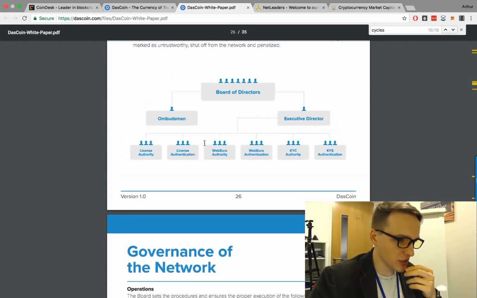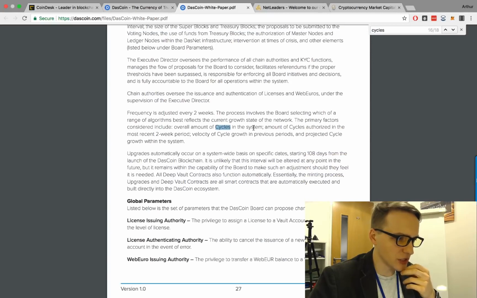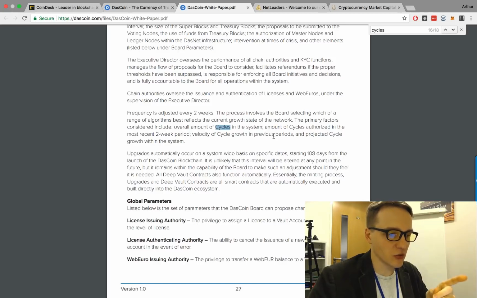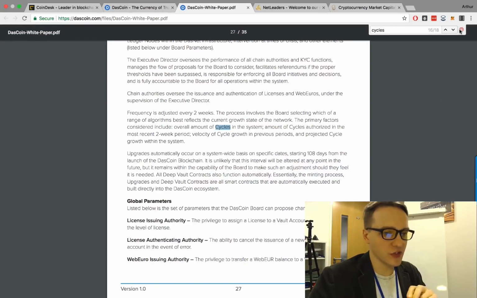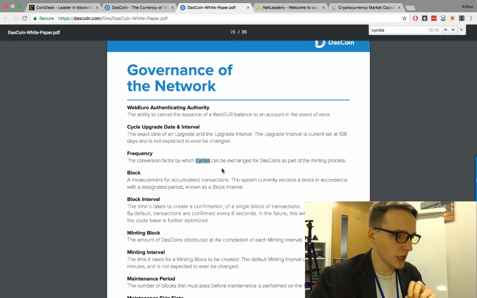So frequency is adjusted every 2 minutes. The governance operations, I think I've covered that in the previous videos because the upgrade is here as well. So the frequency is adjusted every 2 minutes. The process involves the board selecting which of a range of algorithms best reflects the current growth state of the network. The primary factors considered include overall amount of cycles in the system, amount of cycles authorized in the most recent 2-week period, velocity of cycle growth in previous periods, the projected cycle growth within the system. Okay, the frequency, the conversion factor by which cycles can be exchanged for DasCoins as part of the minting process.